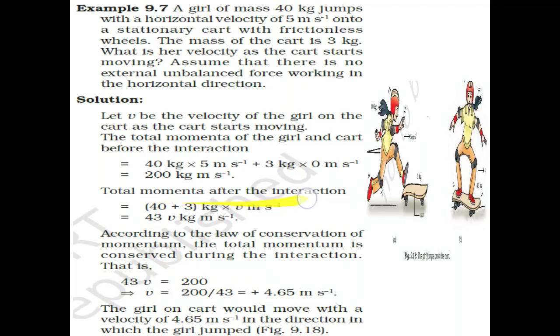Now what happens after collision? These both join together and become a system. So their combined mass is 40 plus 3 multiplied by combined velocity, because they both are moving with the same velocity now. So in this case we will not take v1 and v2, we will take simply v. V is the common velocity of both the girl and the cart. So we find this value and then we will compare these both things, and by comparing this we can find the value of V. So it is 4.65 meter per second.